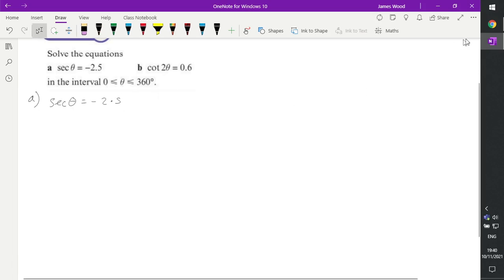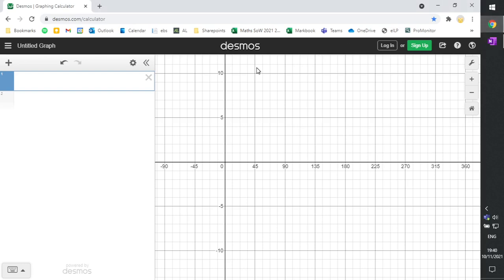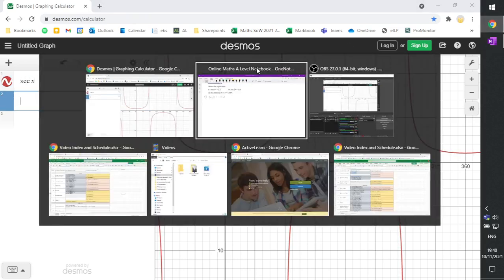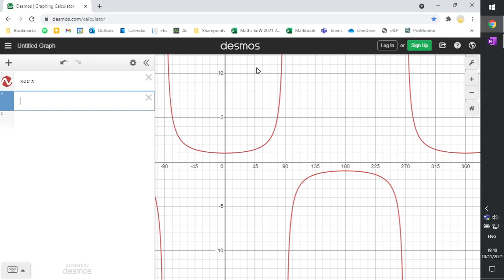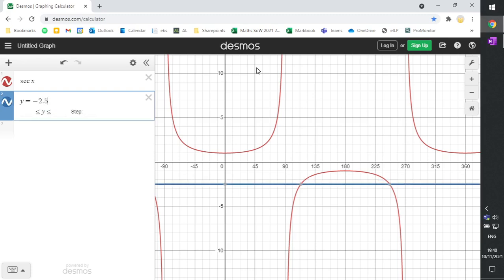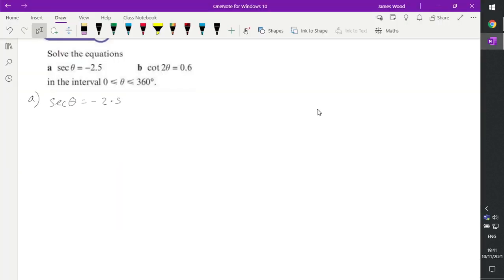Now I could use the graph of sec theta. I could plot sec x and I could plot y equals minus 2.5, and then find where they intersect. That's what I'm actually doing. But if we can avoid drawing the sec graph, then that's probably for the best, isn't it? So we're going to do it in terms of cos instead.